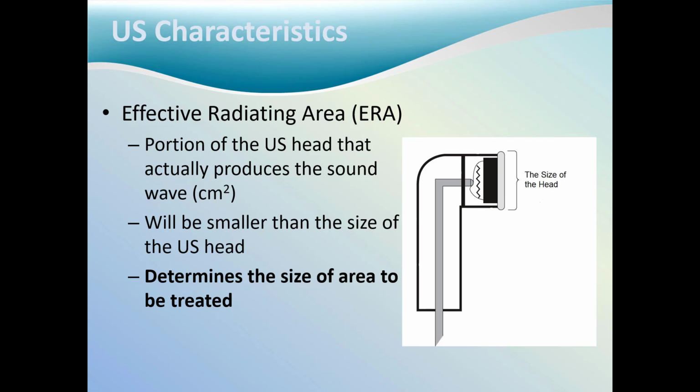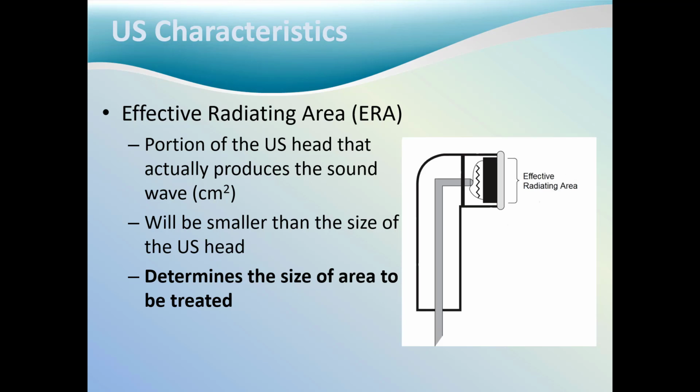A large ERA produces a collimated, or more focused, beam. Smaller ERAs have a more divergent beam. When treating a localized area, use a collimated beam if you have one available. When treating a larger area, such as a muscle strain, a divergent beam is more indicated.